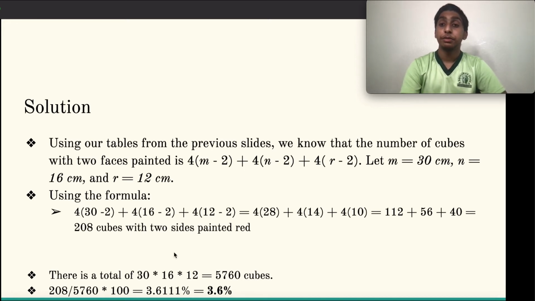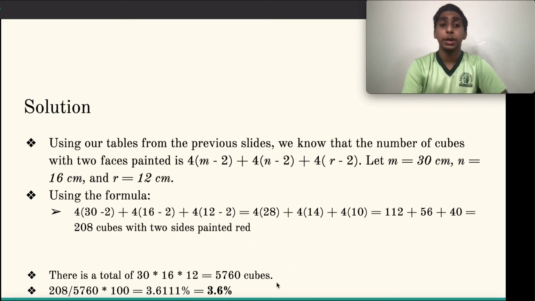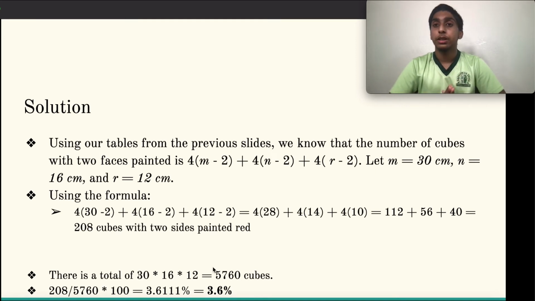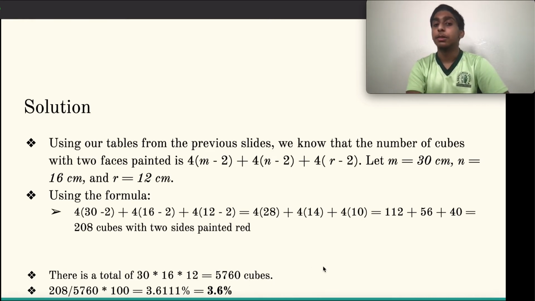I just multiply to find the entire number of small cubes: 30 times 16 times 12, which is 5,760. I've written it down there. Now I find my percent, which is simply what I have over the total times 100. When I do all that, I get 3.6111111%. The question asks us to round to the tenth, so always follow what the question asks you. When I round to the tenth, I get 3.6%. And that's my final answer.